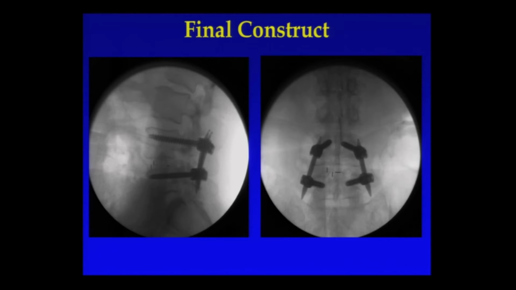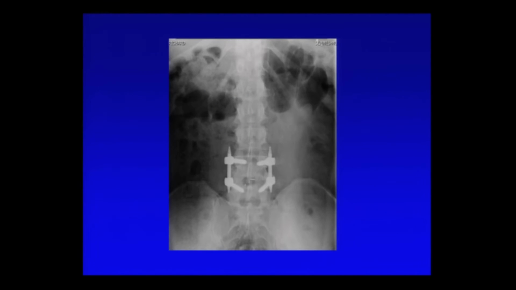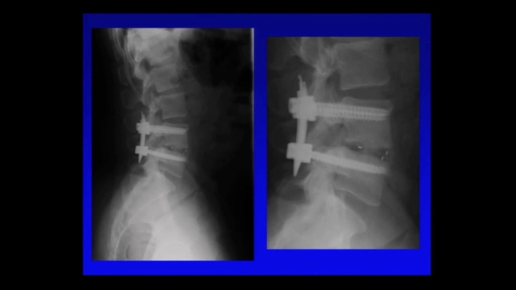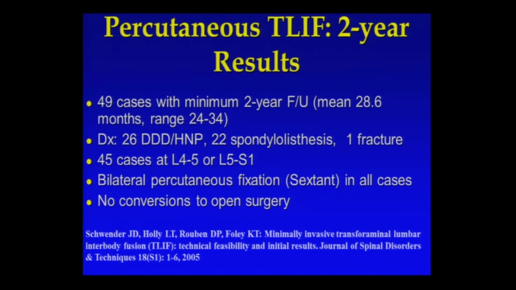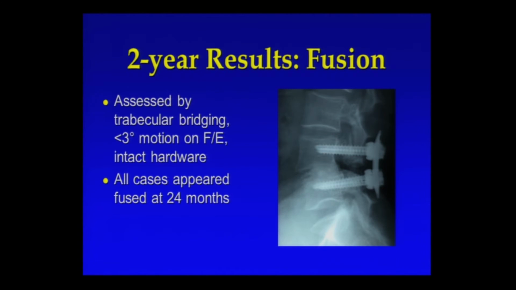So done properly, this is what you end up with. Ideally the same thing that you would have done had you opened this patient. And here are follow-up films at 2 years showing that indeed this patient went on to fusion. So we've published the 2-year results and found that we were able to achieve reasonable fusion rates. This has since been validated by a number of other investigators. So at least we appear to be able to achieve reasonable fusions.